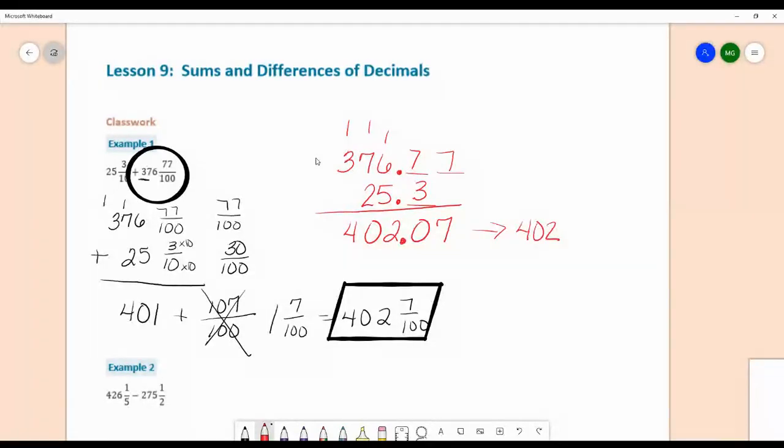That's the first part. And then read this: tenths, hundredths, and there's a 7 in the hundredths spot. So that would be the same thing. Okay, so you could do it either way.